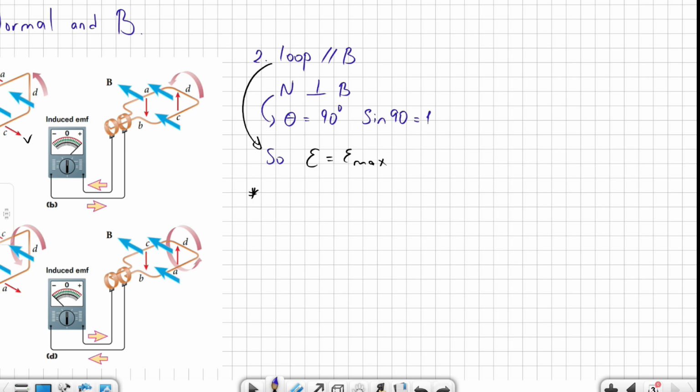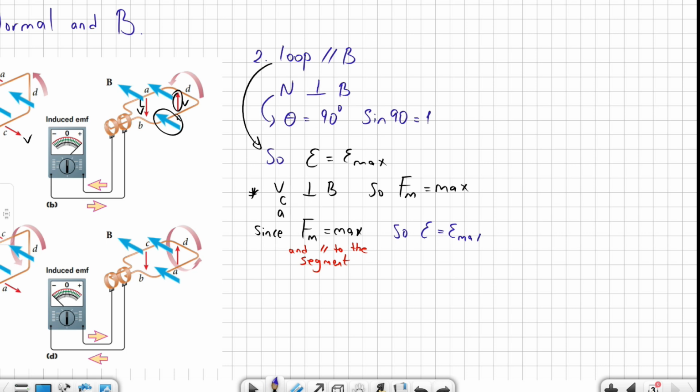We can also explain it as the other two explanations like we did a moment ago. If we pay attention to the velocities of A and C, we will see that velocity of A is perpendicular to the magnetic field. Velocity of C is also perpendicular to the magnetic field. So the force is equal to maximum. In a coil, the maximum magnetic force must be parallel to the wire. This is a detail that we don't need a lot. Since the maximum magnetic force is available and it is parallel to the segment, induced EMF is equal to maximum.